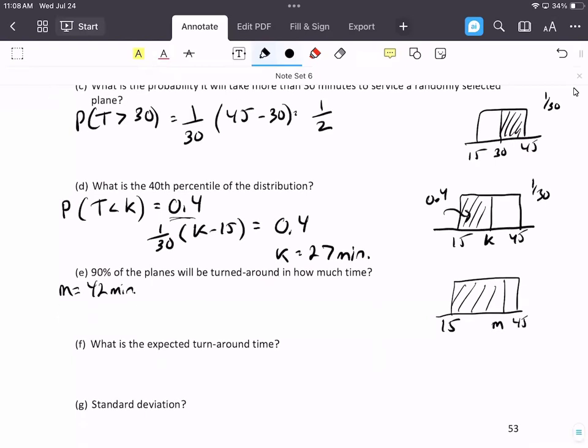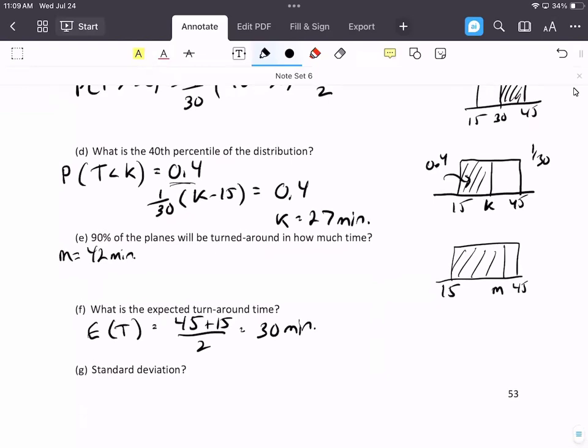Now, what's the expected turnaround time? Don't make this hard. Say, okay, I know there's a formula. I take the two ends, I add them together, and I divide by 2, and I get 30 minutes. It's symmetric, so I would expect it to be right in the middle. Expected being that mean average time.